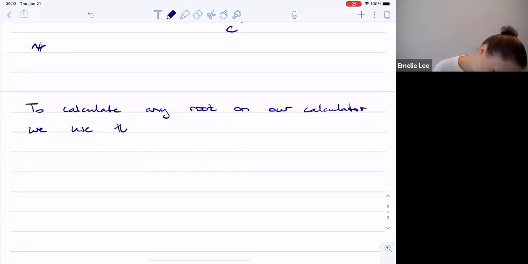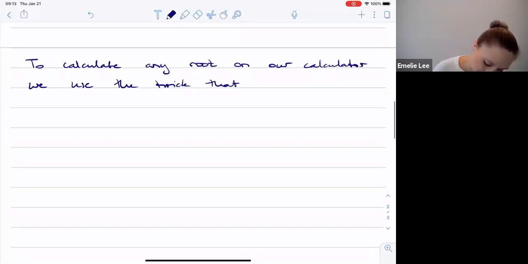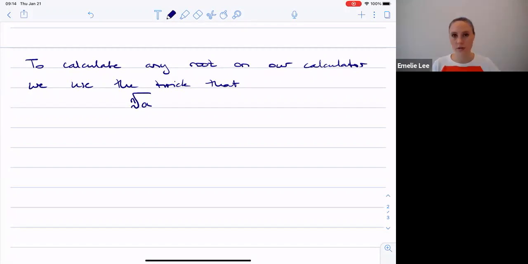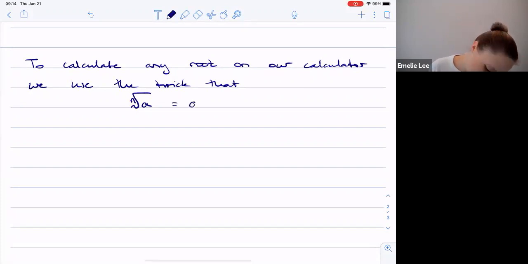we use the trick that, now I'm going to get a little bit weird here, using variables, the nth root, that's just making room for any root, the nth root of a is the same thing as a to the power of 1 over n, okay?